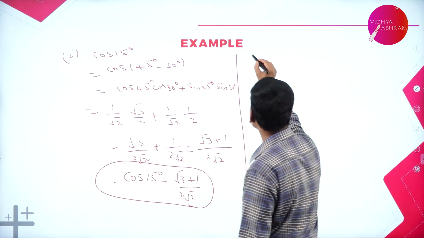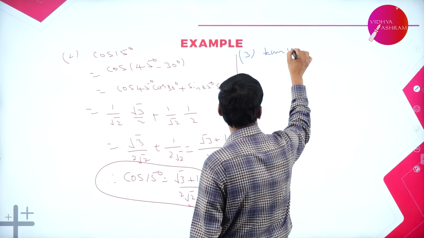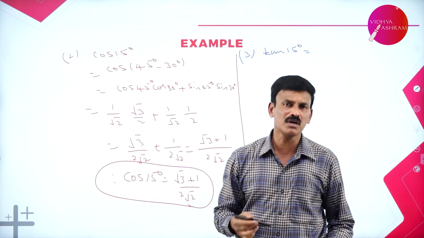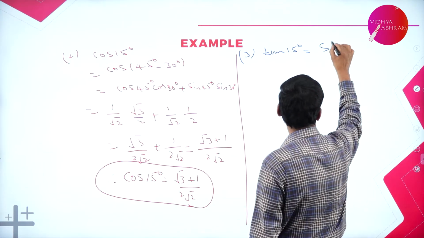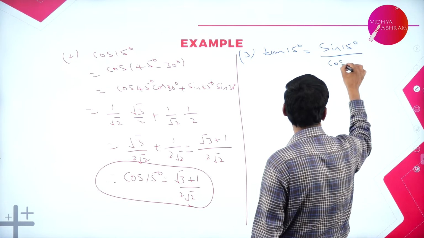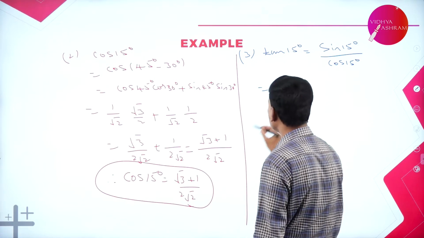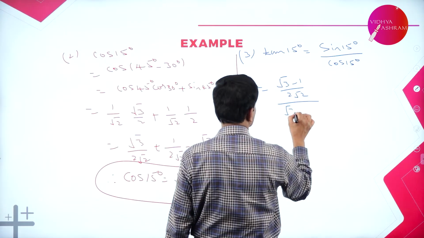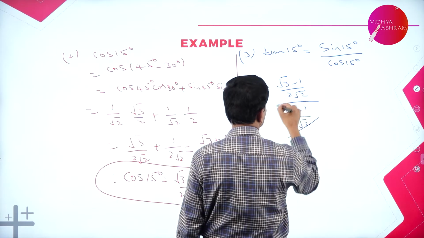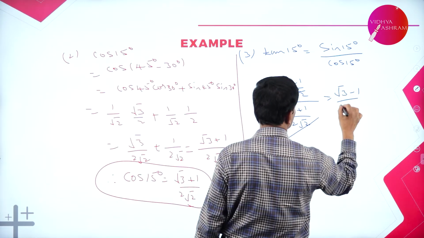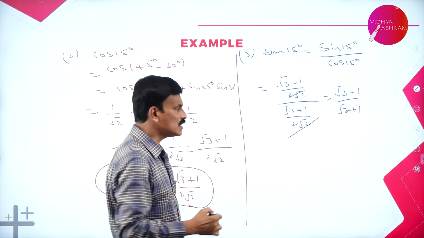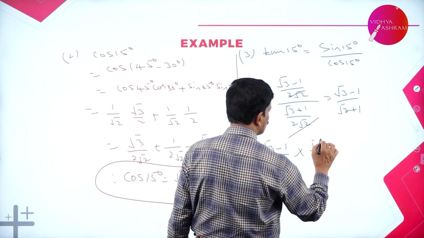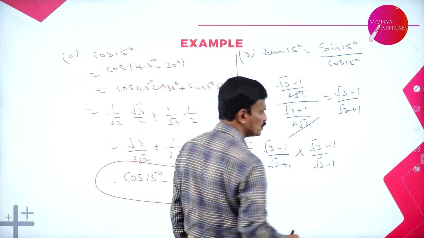Now tan 15, the third one. Tan of 15 degrees can be written using the tan(A−B) formula with 45 minus 30, or it can also be written as sin 15 degrees divided by cos 15 degrees. Sin 15 is root 3 minus 1 divided by 2 root 2, divided by cos 15, which is root 3 plus 1 divided by 2 root 2. The 2 root 2 cancels, giving root 3 minus 1 divided by root 3 plus 1. Now rationalizing the denominator, multiply and divide by root 3 minus 1.